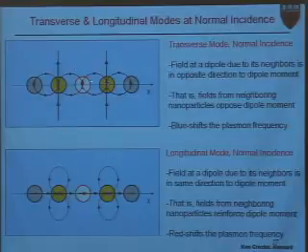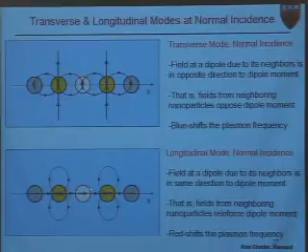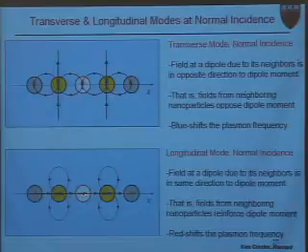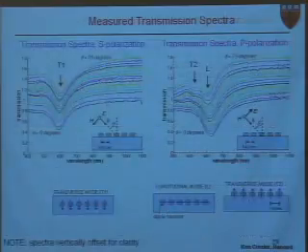So we can see that for this transverse mode, the fields from the neighboring nanoparticles are in a direction that's opposite to the dipole moment. That blue shifts the plasmon frequency. For the case of the longitudinal mode, the fields at the dipole are in the same direction as the dipole moment. That redshifts the plasmon frequency. So that's why this mode is at 625 and the other mode was at 589 nanometers.